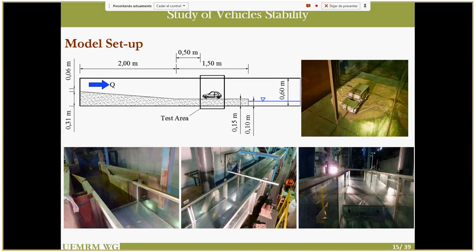Well, this is the scheme of the model setup we employ to test the stability of the different vehicles. And thanks to this design, the slope could be modified, and also the discharge could be modified as well. Therefore, several combinations of water depths and velocities could be reproduced near the vehicle placement around here, in front of the vehicle. As you see, the water depth was here measured through a limnimeter around 10 centimeters before the vehicle placement, and thus the velocity can easily be calculated.